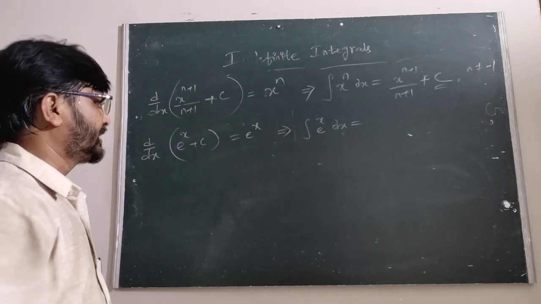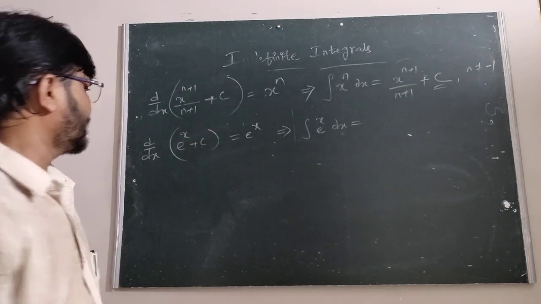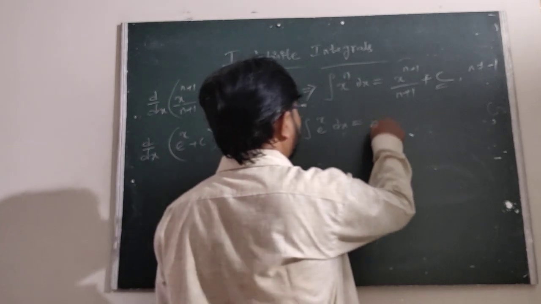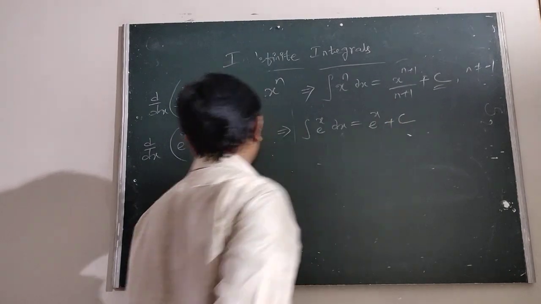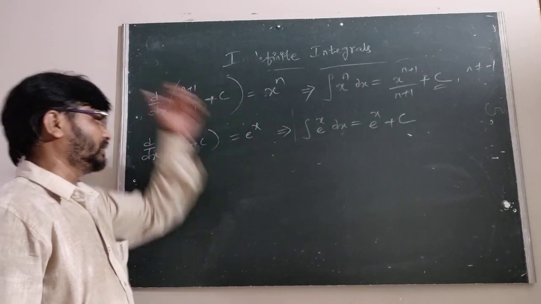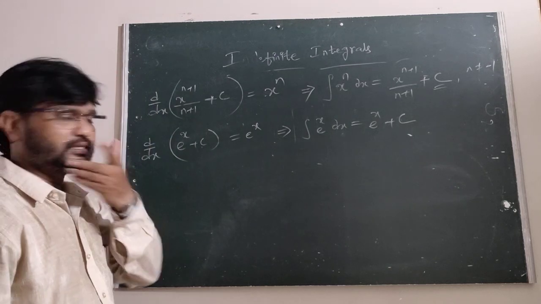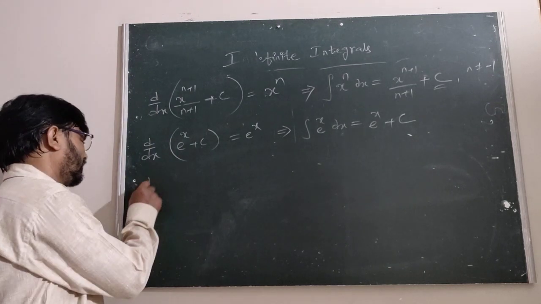The integral of e power x dx is e power x plus c. The derivative of e power x plus c is e power x. Now we are going to another one.